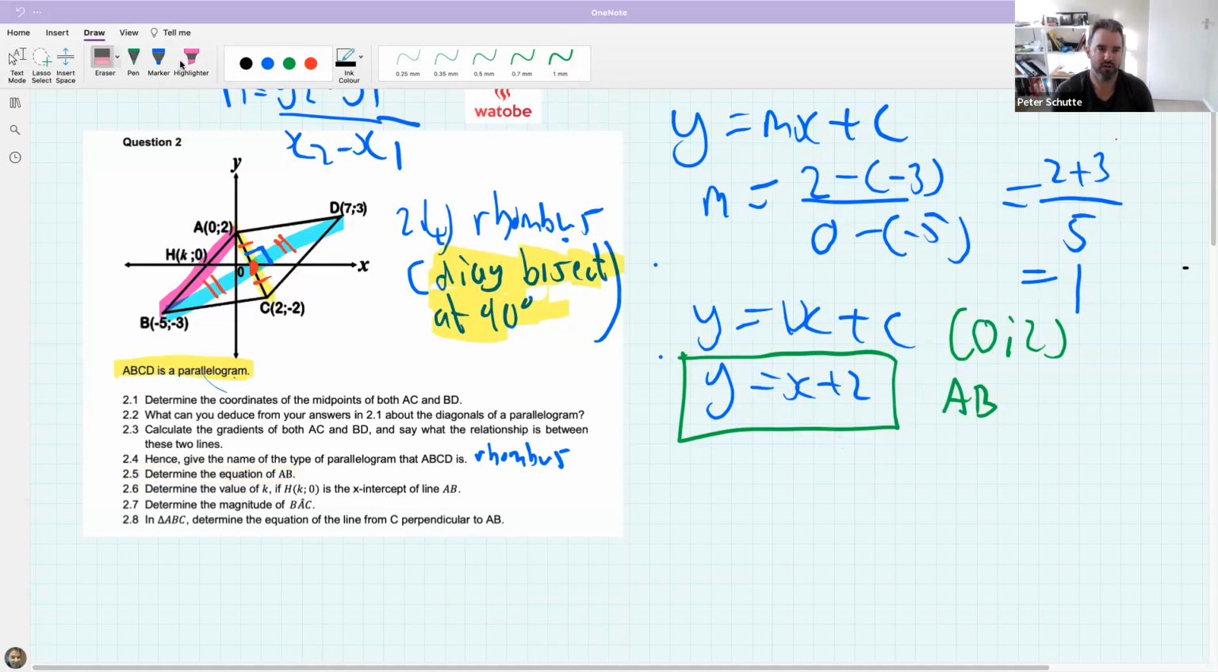Now, the next part of the question is I want you to find K, the x-intercept. So K is sitting over here. And I want you to use the equation of the pink line you figured out to figure out what the value of K is.